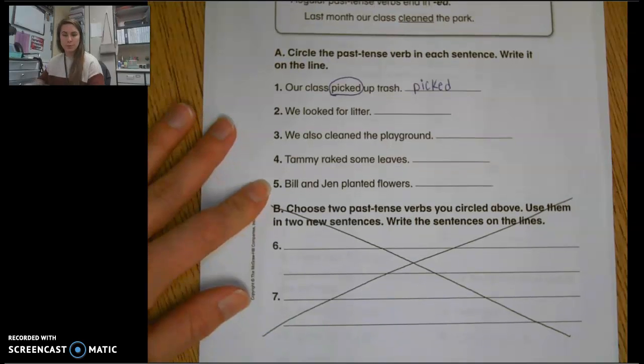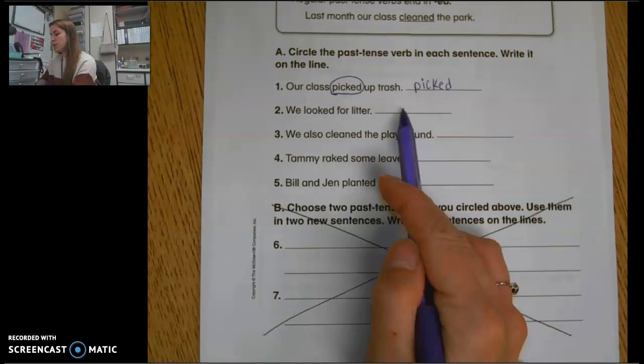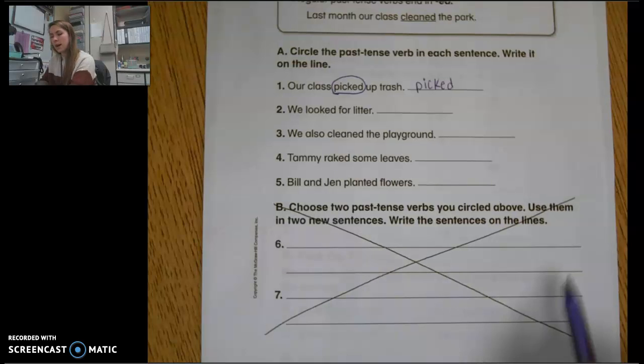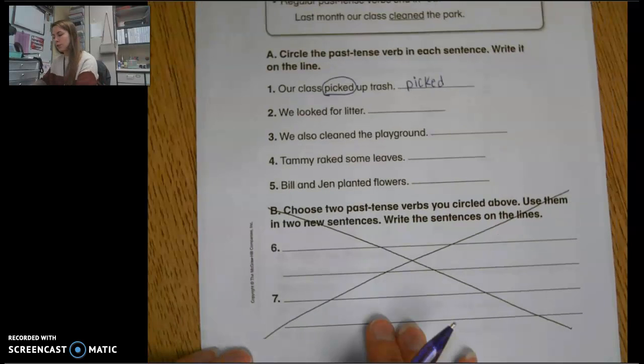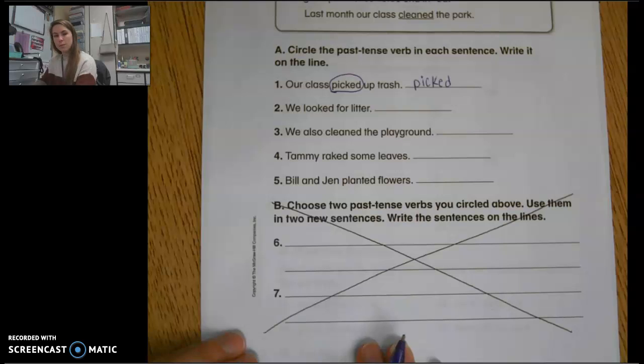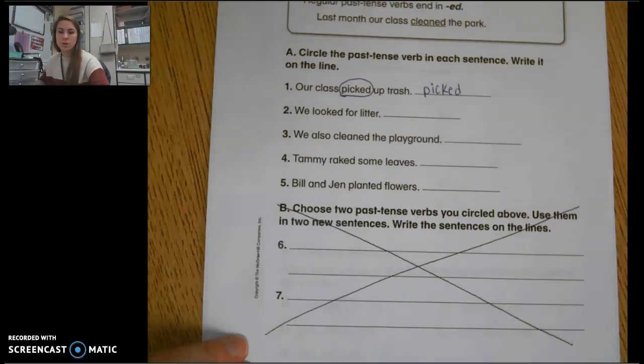So once you have those past tense verbs circled and you've also written on the line, you do not have to do part B. So as soon as you have those 5 problems done on the front side, you can go ahead and make sure you put your name on it and turn it in.